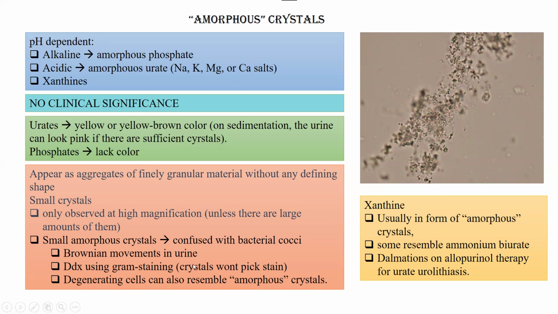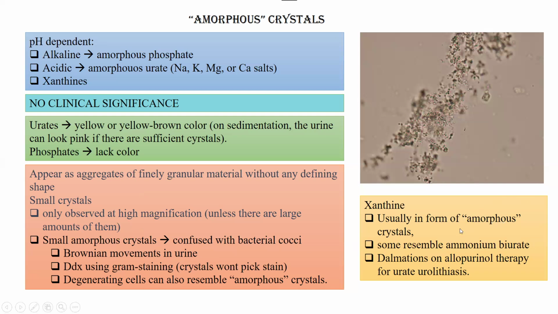Not only bacterial cocci, but also degenerating cells can be confused with these crystals, because degenerating cells also resemble amorphous crystals when they are degenerating. You will understand this better when we see granular casts in our next lectures, when we finish all these in the same urinalysis series of video lectures. But it is a very important point as far as amorphous crystals are concerned, that they are easily confused with bacterial cocci.